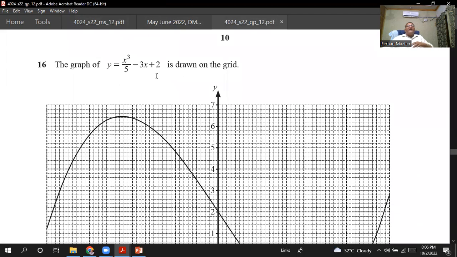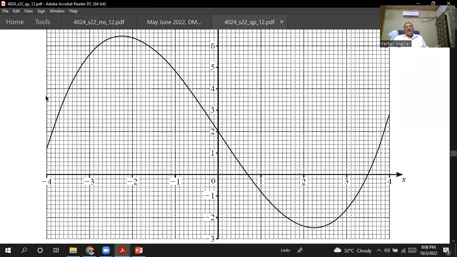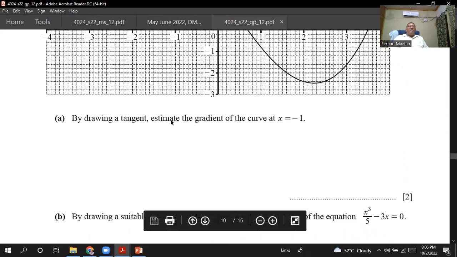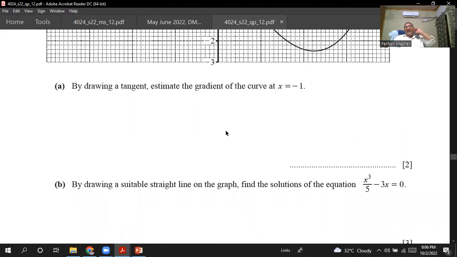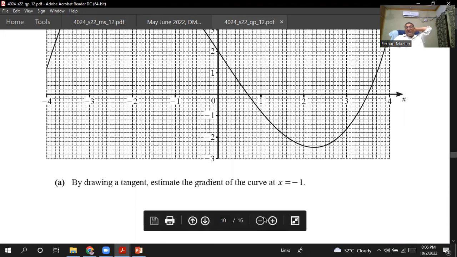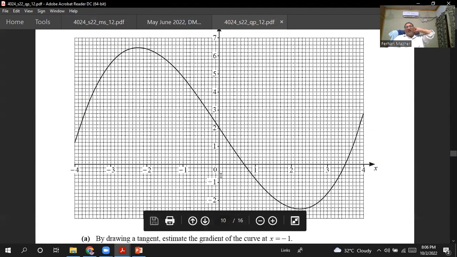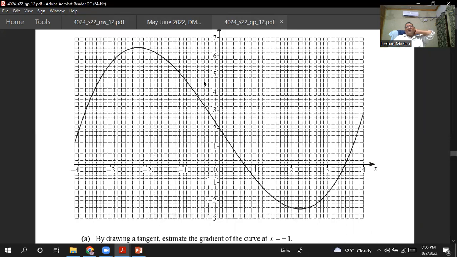He says the graph y equals x cubed divided by 5 minus 3x plus 2 is drawn on the grid. Okay, so this graph is already there. What they want: by drawing a tangent, estimate the gradient of the curve at x equals -1. So we have to draw a tangent at x equals -1. So x equals -1 will be here. So I will draw a tangent here.